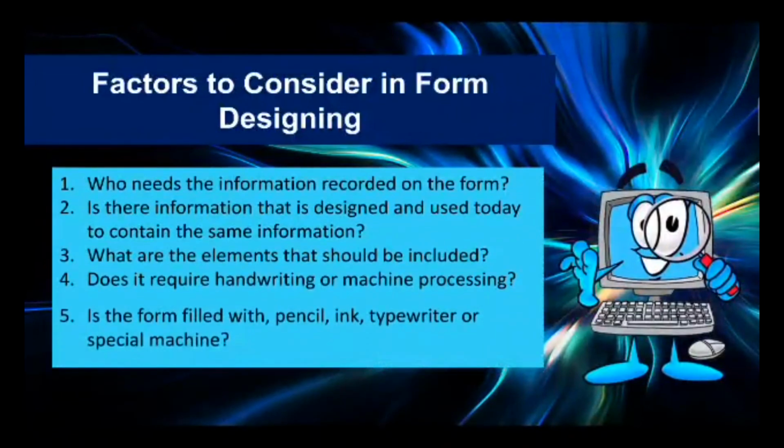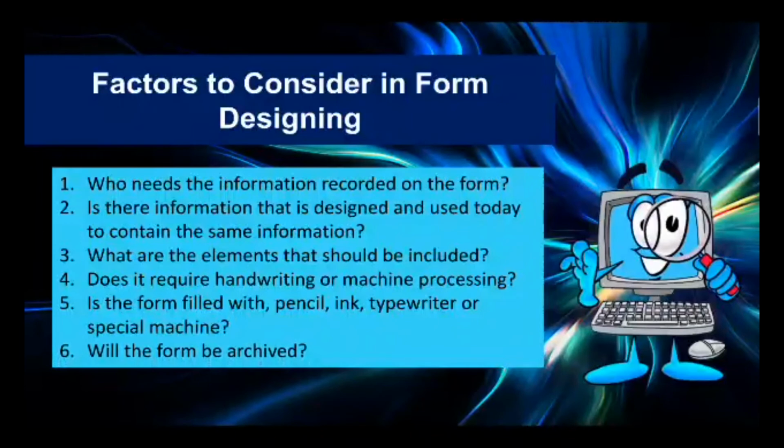What are the factors that we have to consider in making or designing a form? First is who needs the information recorded on the form. So usually when we make a form, we have to understand who needs this form, who will use this information. Like in this invoice, we will know who needs this form. Who has to know about the invoice form? Yes, of course, the accounting, and then the cashier, and then the packaging department.